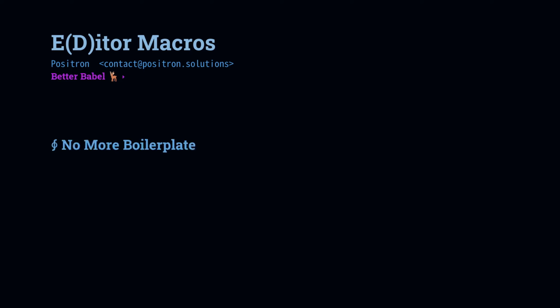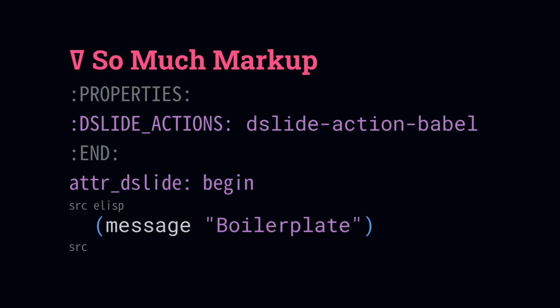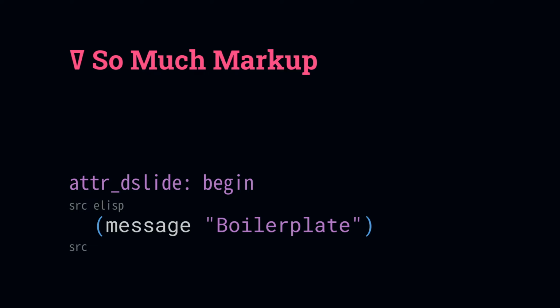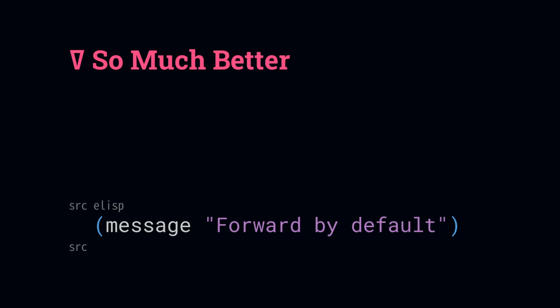So less is more. In the early versions of Dslide, it was really verbose to get anything done. In version 0.6, the action is always on, so we don't need to declare it on the slide. Instead of declaring the direction with this ugly affiliated keyword, we now just use a regular Babel parameter. The default direction is forward, so in the best case, you don't have any extra markup.